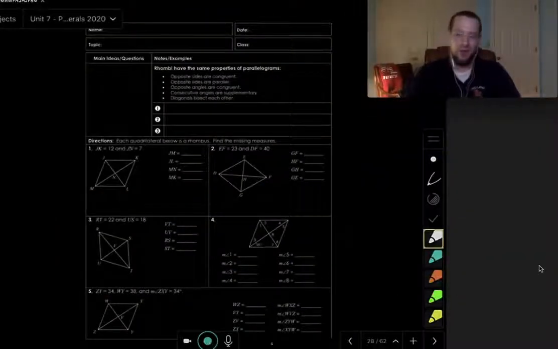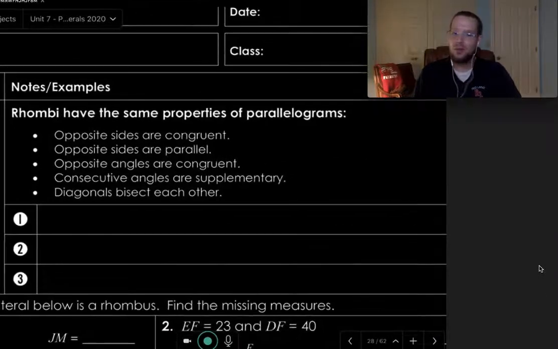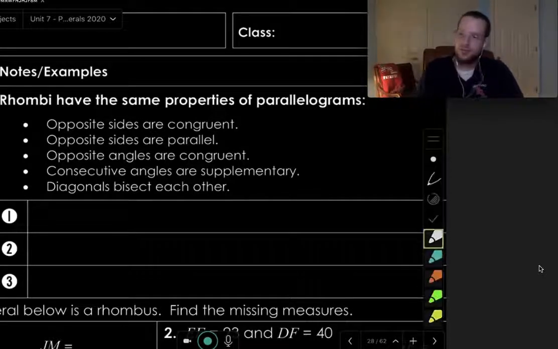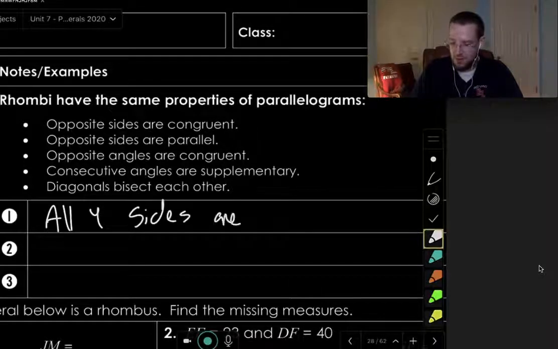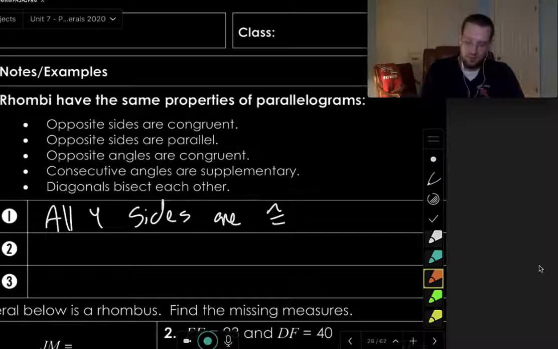So here are our rhombi, and what we find is that rhombi have all the same properties of parallelograms, all the ones that we've been seeing, plus we know actually that all four sides are congruent. So there's a new one. All four sides are congruent, but they're not squares. I promise they are not squares.